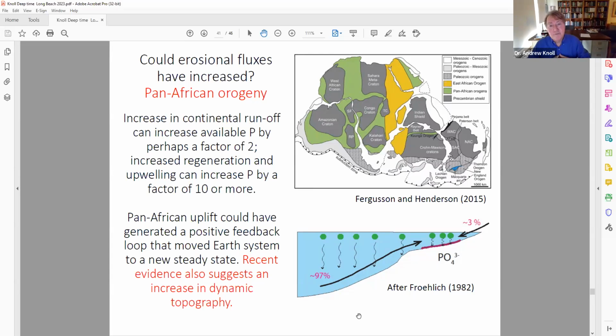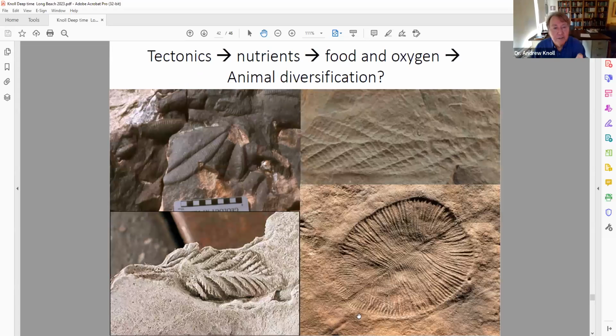So there's reason to believe that, again, for reasons having to do with the gradual cooling of the mantle, we cross a threshold, and now we have a new tectonic regime that changes the phosphate cycle. That will change oxygen environmental history. And so it may be that tectonics drove changes in nutrients. Those nutrients drove changes in food and oxygen. And that is the context within which we see animals diversify.